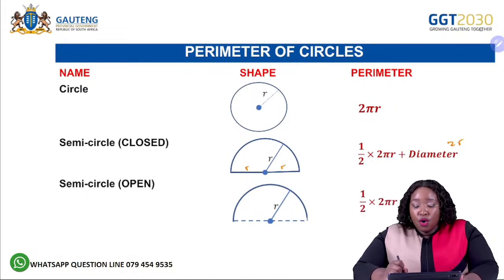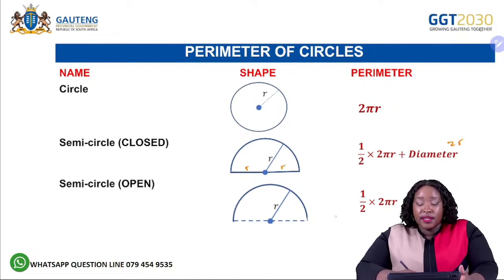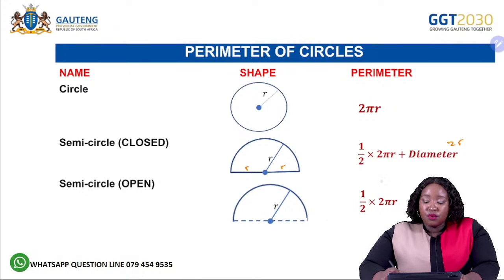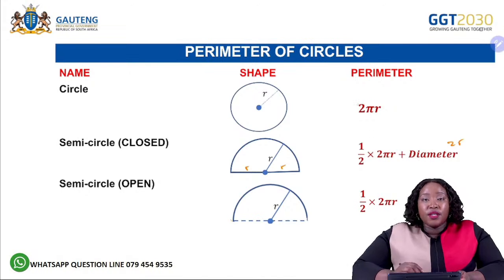If the circle is open, then you don't need to add the diameter. I've used dotted lines there. So that means you would just find the distance around the curve. So it would just be half 2 pi r.